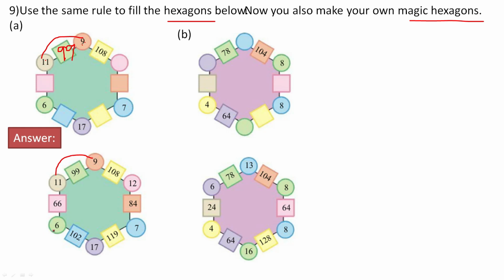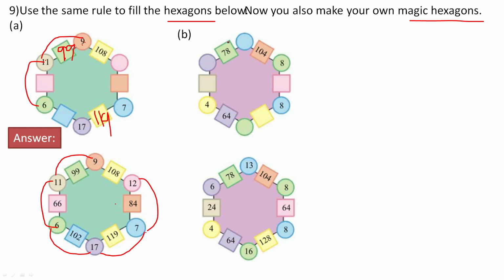Here 6 we already have. So 6 multiplied by 11, 66. This way you can multiply, and 7 into 11, 77. 17 into 7, you can multiply, 119. So easily you will get the number. So here 8 into 12, 96. So we can make many hexagon patterns.